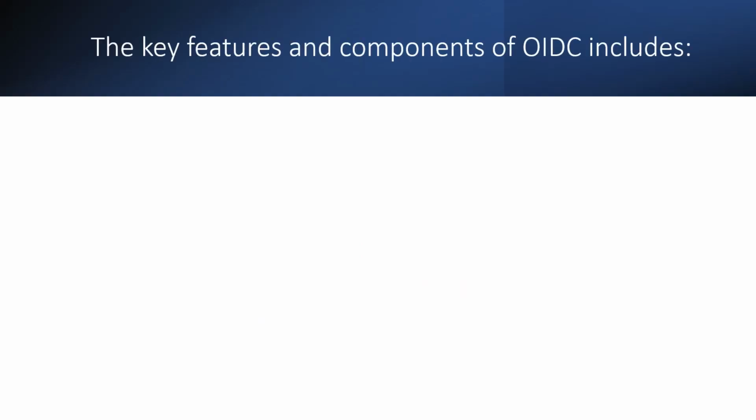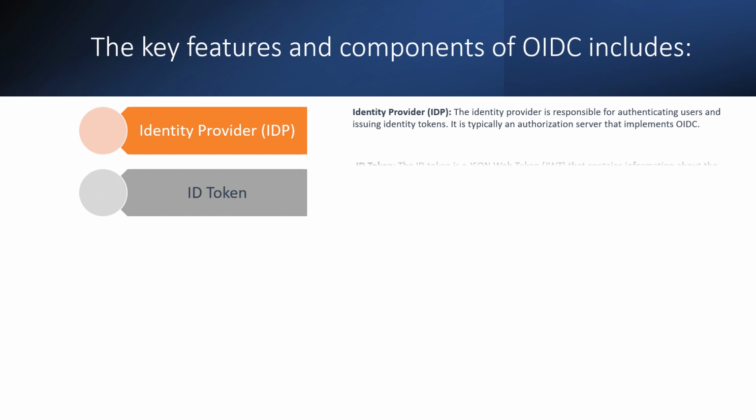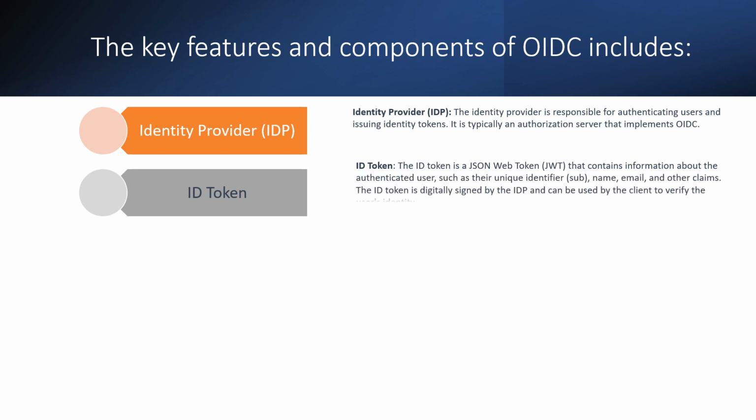The key features and components of OIDC include identity provider, which is called as IDP. This is responsible for authenticating users and issuing identity tokens. It is typically an authorization server that implements OIDC. ID token. ID token is a JWT, which is called as JSON Web Token, that contains information about the authenticated user such as their unique identifier, name, email and other claims. The ID token is digitally signed by IDP and can be used by client to verify the user's identity.